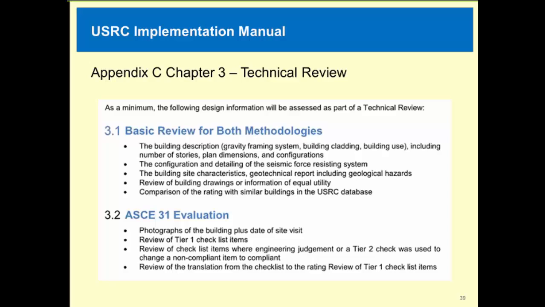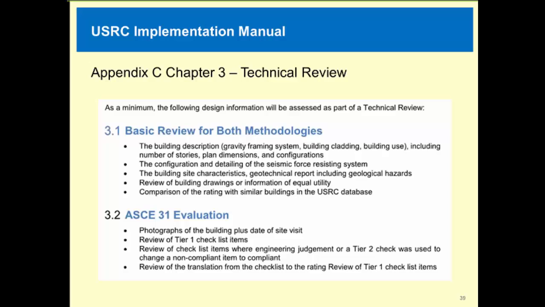So to start, if you were to open up your USRC manual, you can go to Appendix C, Chapter 3, and it talks about a technical review. Here it gives you the basic requirements that are necessary for the technical review. Then you see here's the first time it mentions an ASC 31 evaluation. When you're doing the rating, you need to provide photographs and supply all the Tier 1 checklist items. The USRC does allow engineering judgment. Also, ASC 31 does allow engineering judgment.